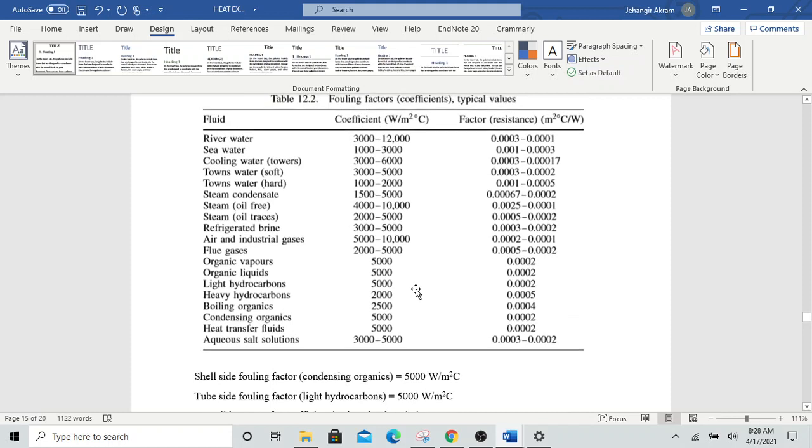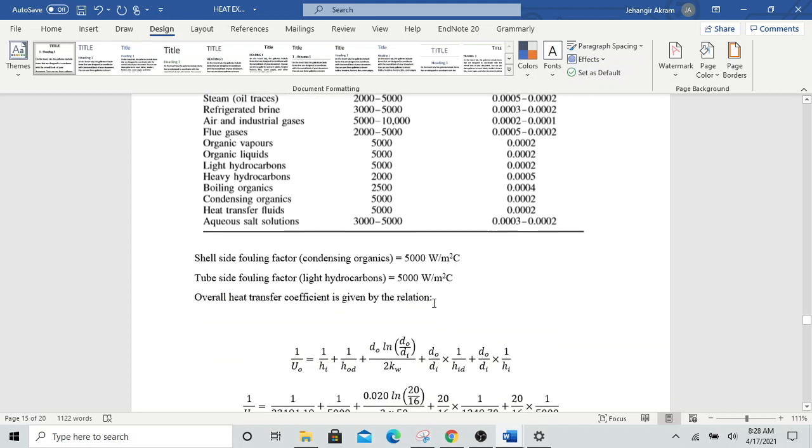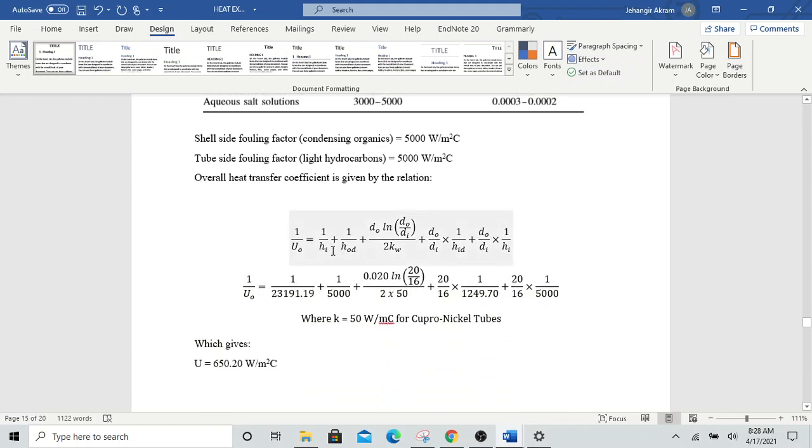Okay, for condensing organics, on the shell side we have a gas. These are not necessarily gases, basically those are organics, and we consider them as condensing organics. Okay, let's see what it is giving for condensing organics. We are directly saying that the fouling factor is to be 5000 from the table. On the tube side we have a light hydrocarbon. Methanol is a light hydrocarbon, so we took its fouling factor to be 5000. Okay, it is the tube side heat transfer coefficient.